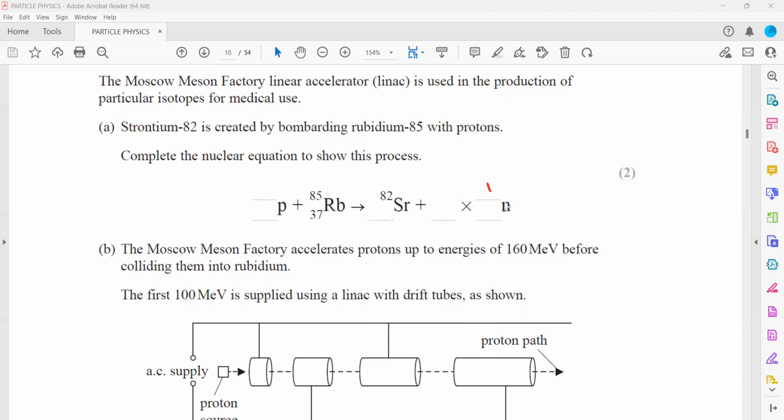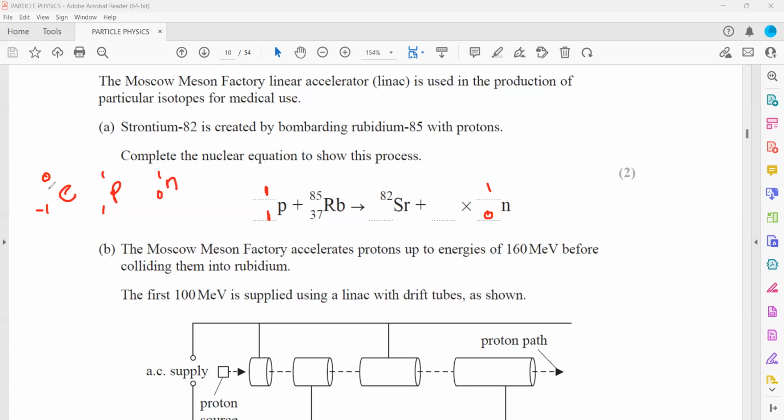First, for a neutron, it should be 1 and 0. The top number represents the nucleon number, which is the sum of neutrons and protons. So for a proton it is 1, and the bottom number represents the charge, so for charge also, proton is 1. In a nuclear equation, if we have an electron, we write 0 and minus 1. If we have a proton, we write 1 and 1. And if we have a neutron, we write 1 and 0.